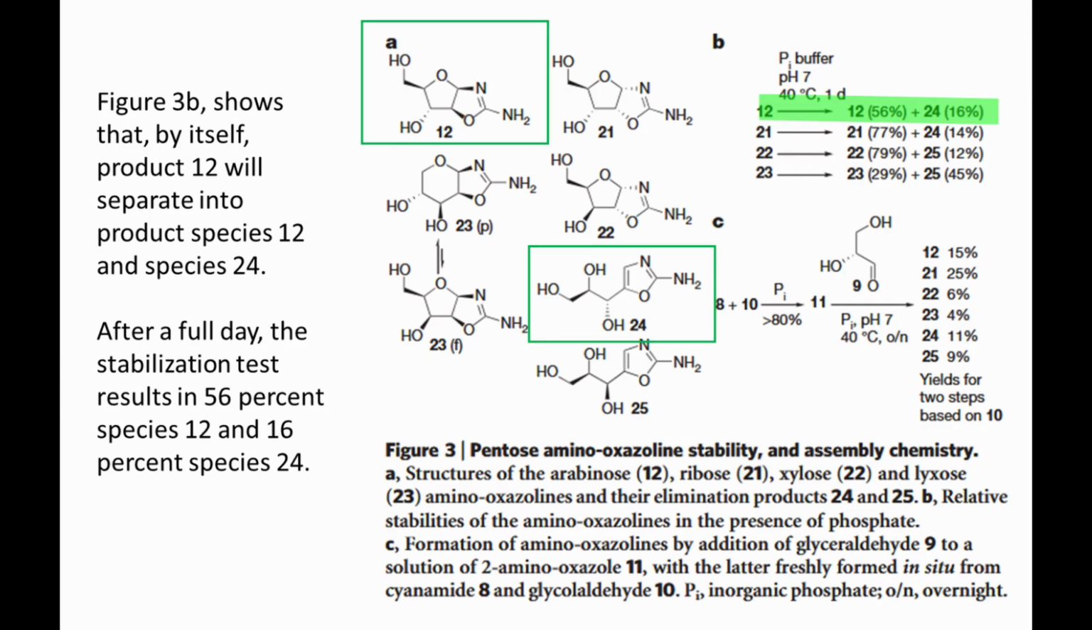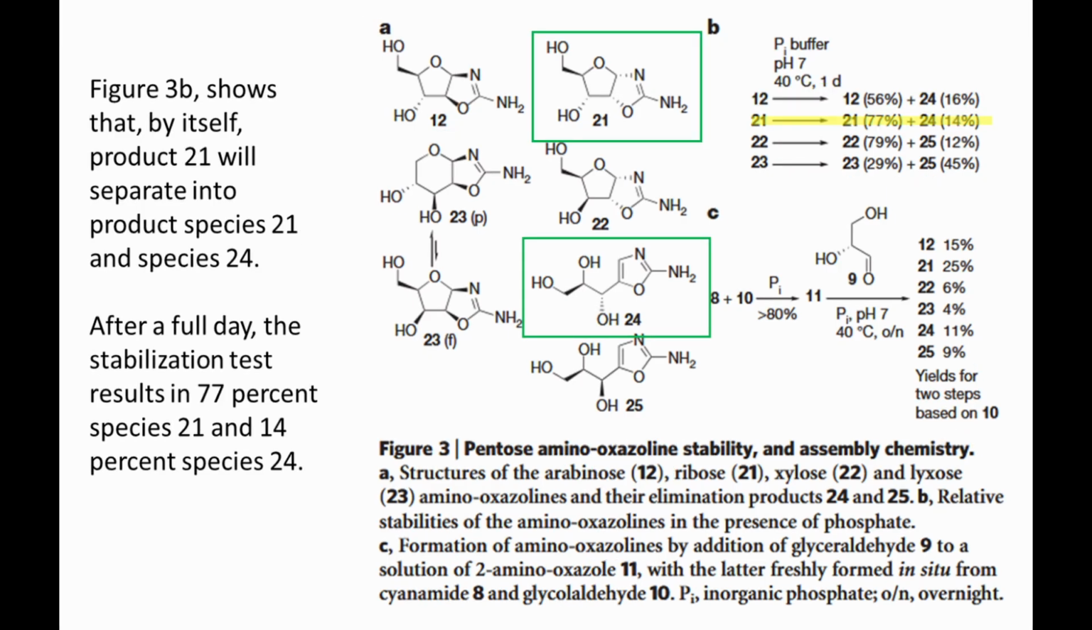The results of this reaction were allowed to rest for a full day to see how the side products stabilize in the phosphate buffer solution. Figure 3b shows that, in isolation, product 12 will separate into product species 12 and species 24. After a full day, the stabilization test results in 56% species 12 and 16% species 24. Percent yields of other stabilization products are not listed.